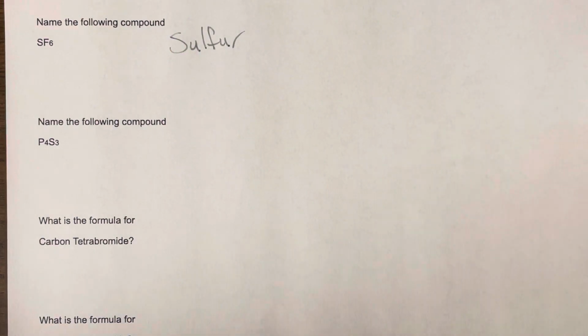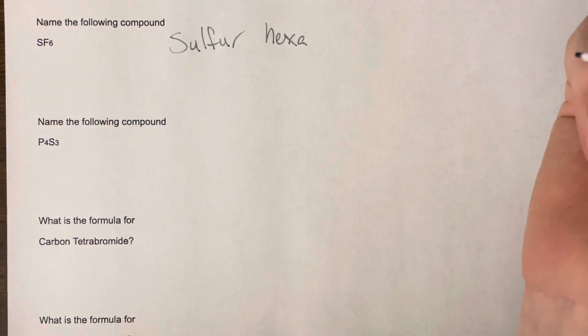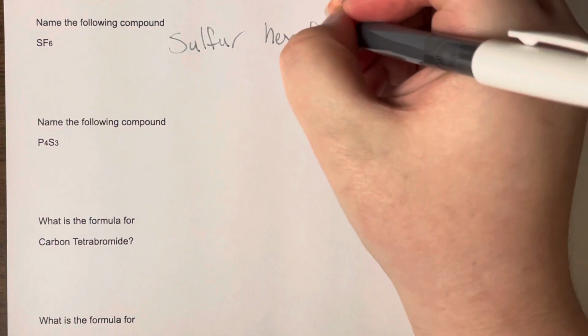Then we have F6. The subscript is 6, so I need the prefix hexa. And then fluorine will change its suffix to ide, so this will turn into hexafluoride.